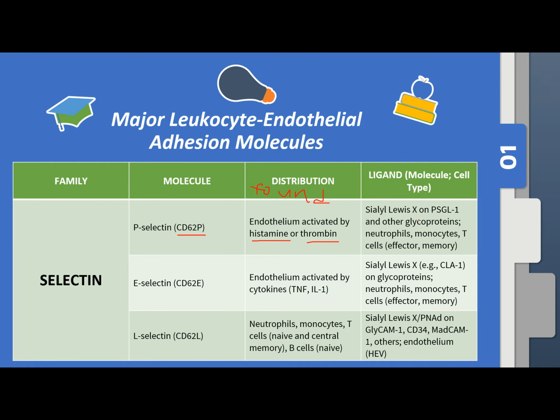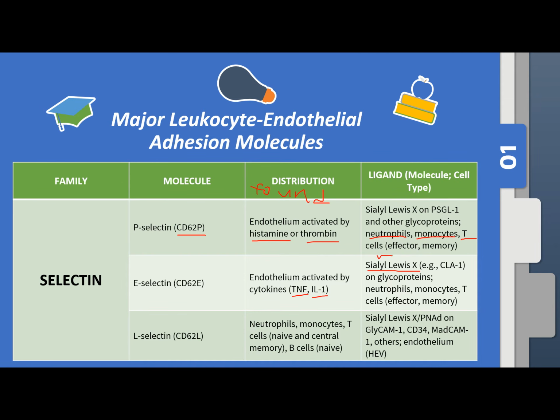The cell type target, please take note. So this is the molecule, class: sialyl Lewis X on PSGL-1, and the cell targets are the neutrophil, the monocyte, and the T cells, effector and memory. For the E-selectin, it is found in endothelium activated by cytokines, TNF and interleukin 1. The ligand here is the sialyl Lewis X.